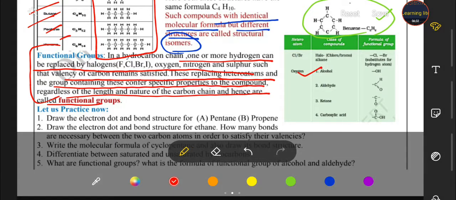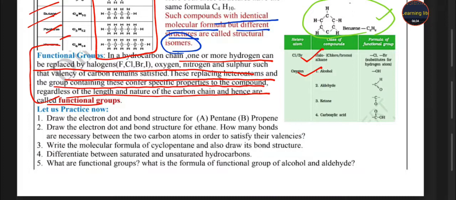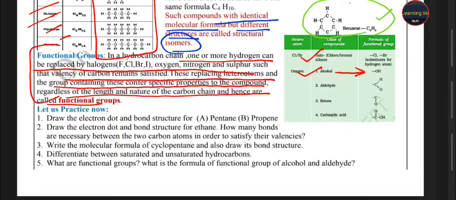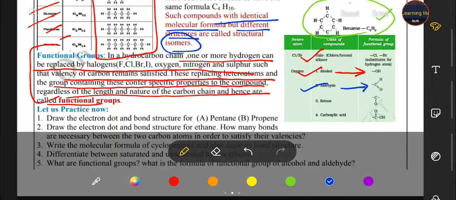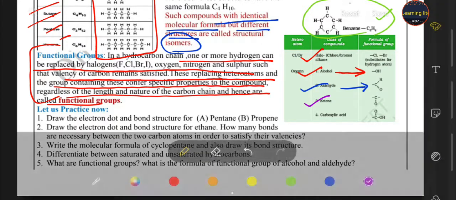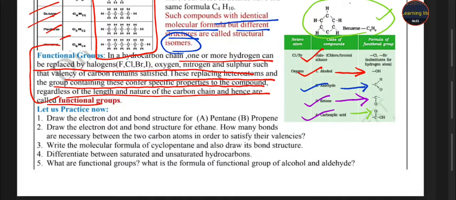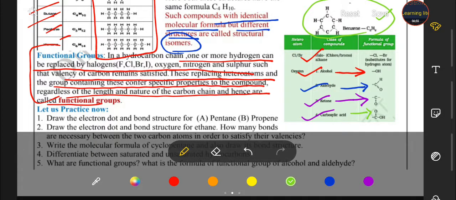First is our haloalkane. Halo means chloro, bromo, iodo. Second is alcohol. For alcohol, this is the formula. Third one is aldehyde. For aldehyde, the formula is CHO. Fourth is ketone, C double bond O. And the last one is carboxylic acid, that is COOH. So these are the formulas given to you. You can learn from there, students.